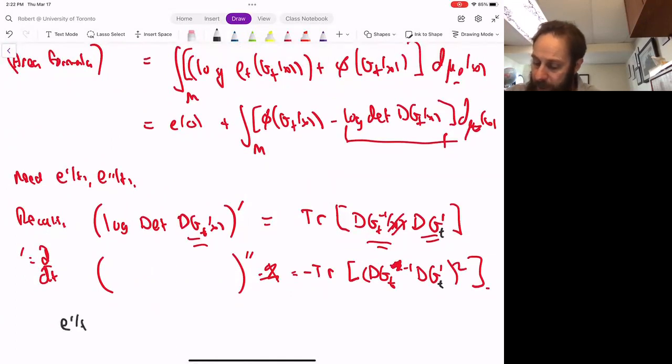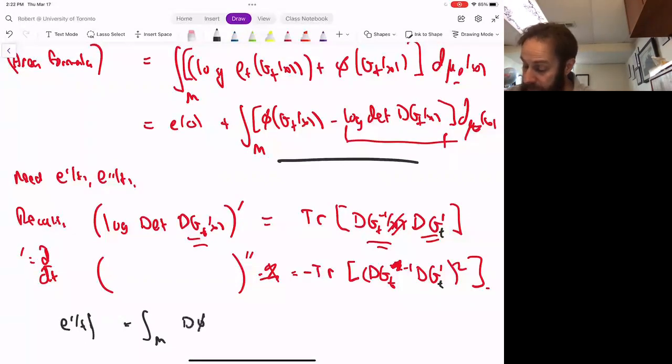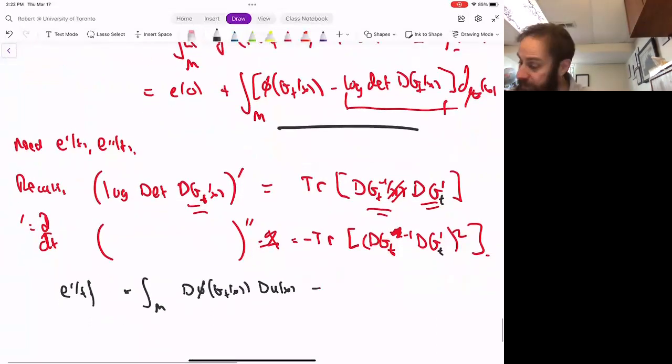So now my E prime that I get by differentiating this is going to be the integral over my bounded subset of Euclidean space. I'm going to have d phi evaluated at g_t, and then the derivative with respect to t of g, which we just said is du. And then I'm going to have minus this trace up here. I'll continue to drop the subscript t on the g. So it's going to be the integral of this against mu naught.